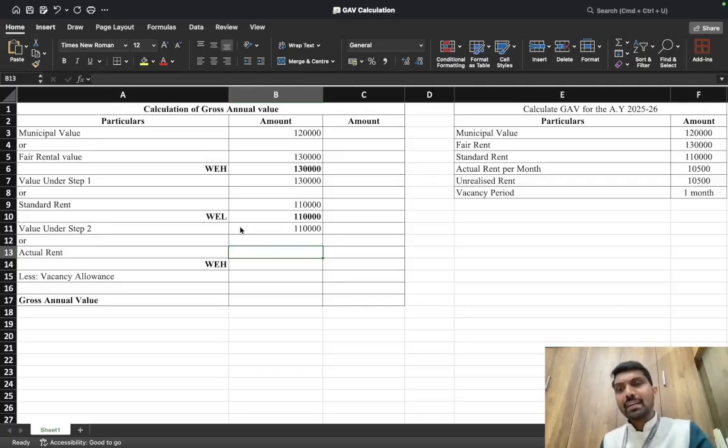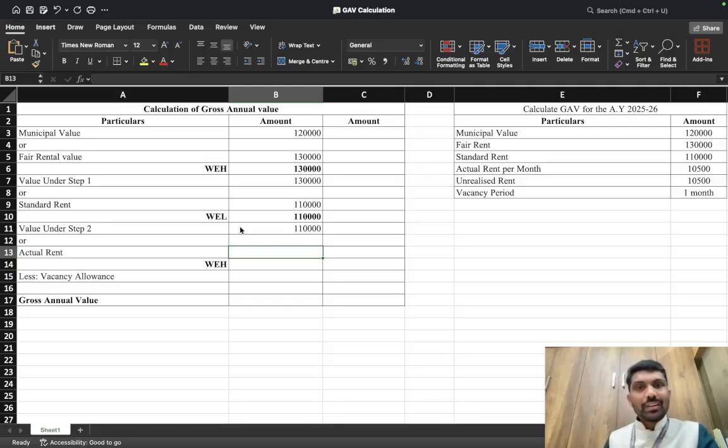Whenever actual rent is mentioned, it is very important to note that in this particular question, 10,500 is the per month value. Most students consider 10,500 multiplied by 12, whatever answer they get. But you should make sure of the total rent, that is 10,500 multiplied by 12. Whatever answer you get from this, if unrealized rent is given in the question, we should subtract it.